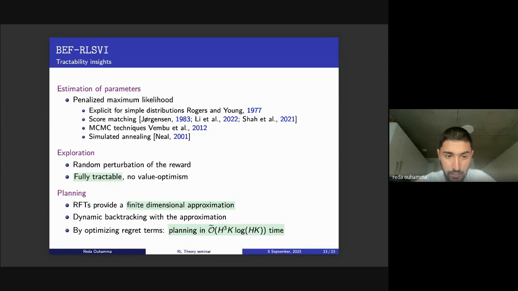For planning, as we said, we use random Fourier transforms. These provide a finite dimensional approximation of our transition function and the reward function, which allows for a finite dimensional approximation of the Bellman backtracking procedure. And if we choose the precision for this approximation by optimizing the regret terms, we find that planning can be done in polynomial time. This is explained in more detail in the paper, but basically by calibrating the precision we want, we end up with this planning complexity.